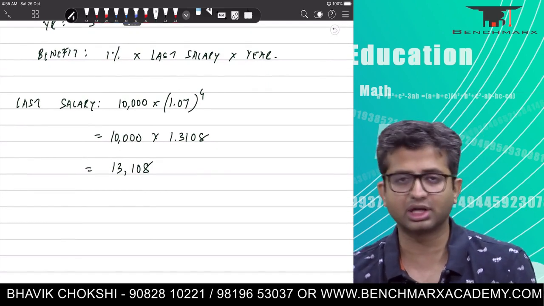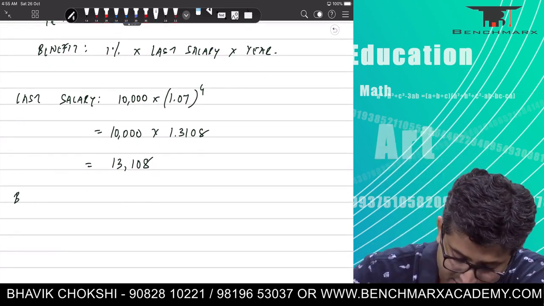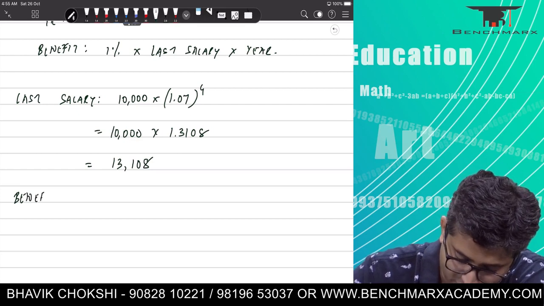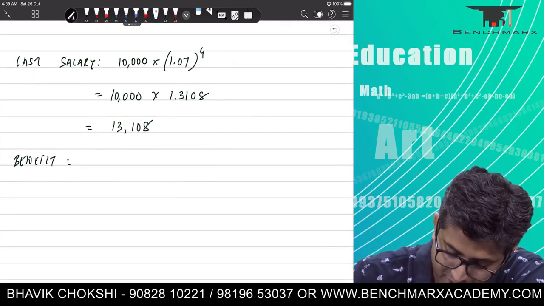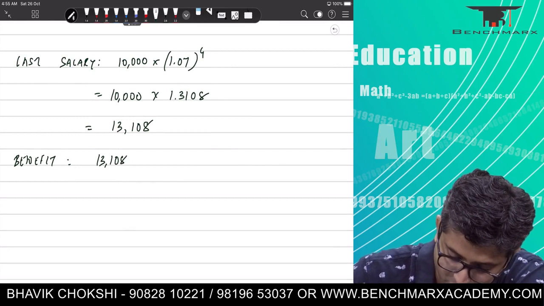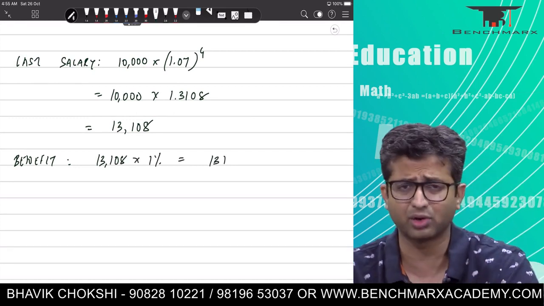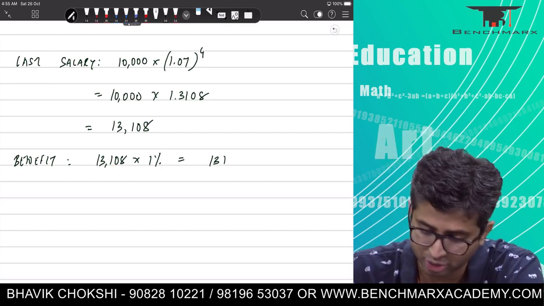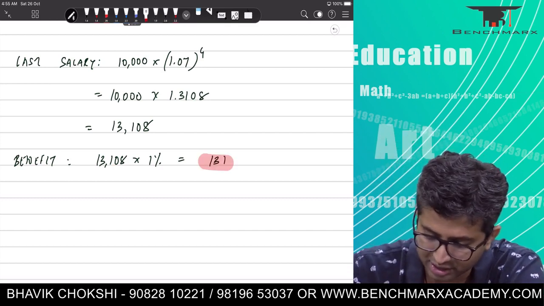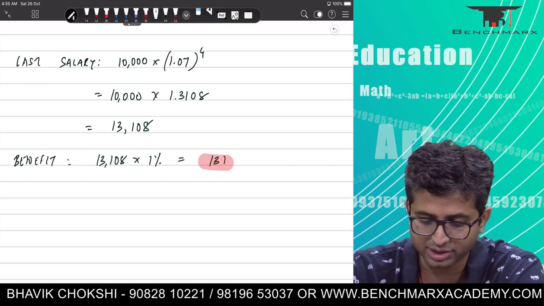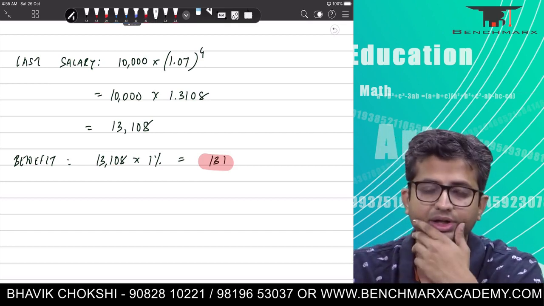So for each year that he renders in service, the benefit that is attributable, the first part of the question says what is the benefit attributable. The benefit attributable is 13,108 into 1%, that comes to around 131 for each year of service. That is the benefit attributable. So this is a fairly straightforward part. The second part asks you to find the liability at the end of each year.